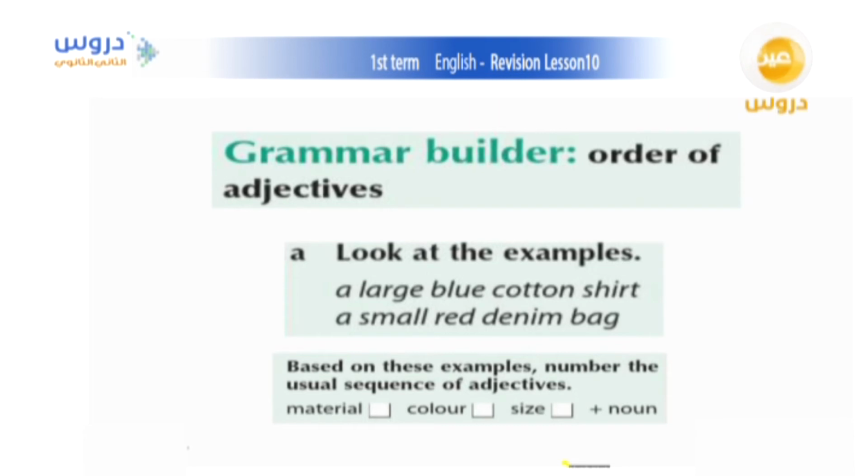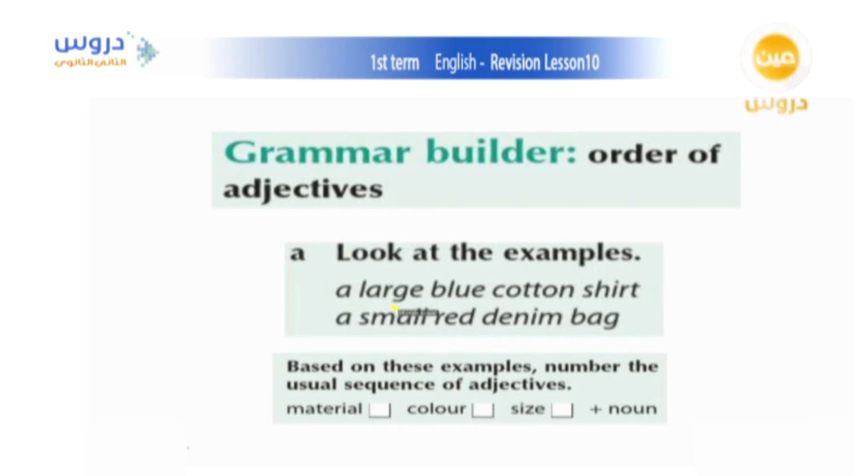Now let's go back here. You remember how we put the order of adjectives. So maybe in the test you will have a question like, put the adjectives in order. We have a rule or a grammar for this. You know, we have a noun, and size, color, material, then the noun. So always number 4 is the noun. Always the last one is the noun. And we start by size, then color, and then the material.